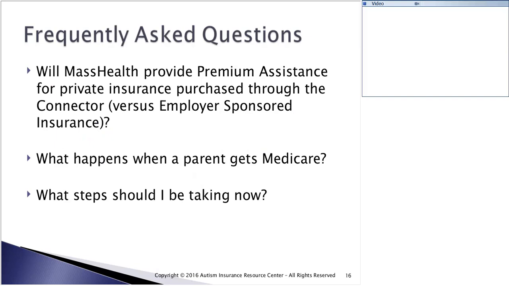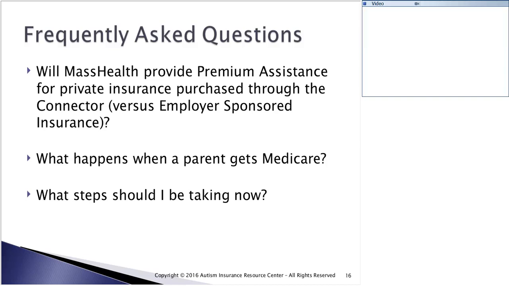So some of the frequently asked questions are, will MassHealth provide premium assistance for private insurance purchased through the Connector versus employer-sponsored insurance? They will, in very limited cases. They provide it when a family purchases a policy just for an individual child, as long as the parent's policy doesn't have access to the Ch. 176 Arica benefits, and they will only do it for children who are up to age 21.